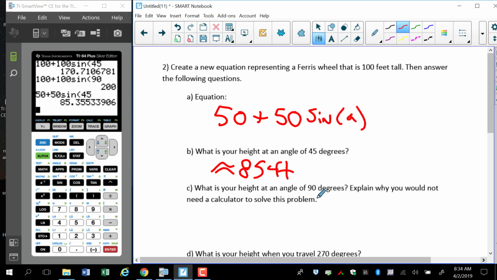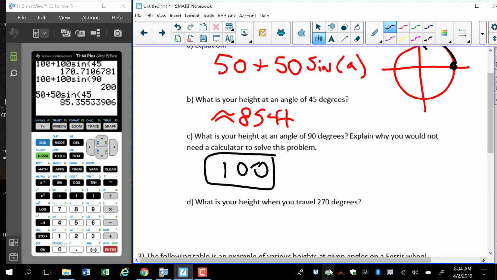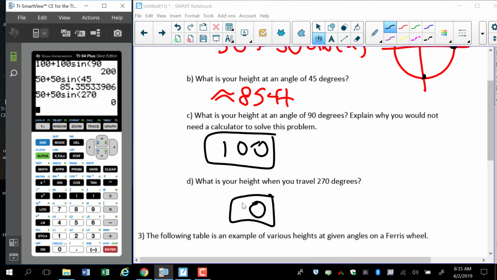At 90 degrees, you don't even need a calculator because, again, when we're referring to this Ferris wheel, this is 0 degrees here. We're going up to here, 90 degrees, we should be 100 feet up in the air. We should be at our highest point. When we're at 270 degrees, so we're 90, 180, 270, now we're down here, we should be at our lowest point, which is 0. If you want to check on here, we can always check. So if we're at 270, we should get an answer of 0, which we do.